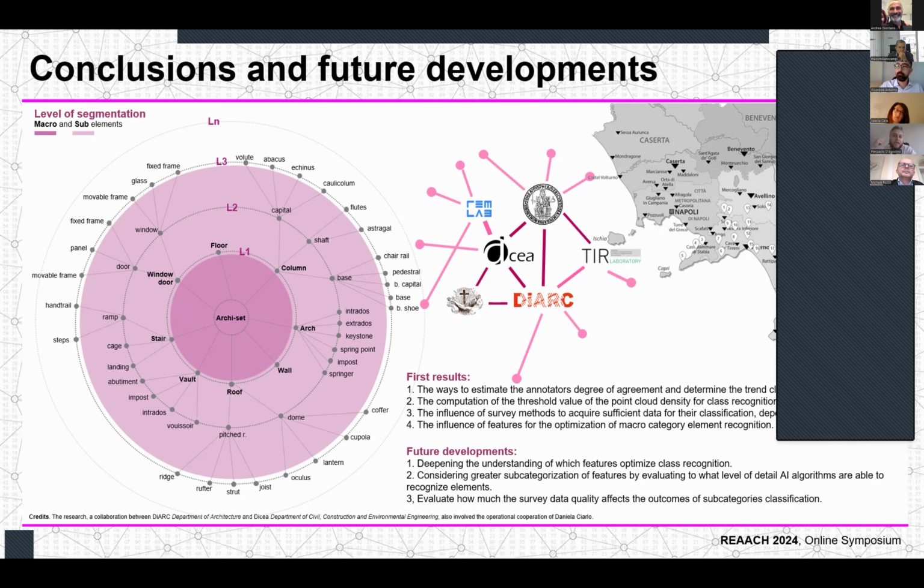Also to try to increase a subcategorization of features, and last but not least, to better understand how survey data, survey methodologies, and sensors could affect outcomes in AI categorization. In our opinion, in conclusion, these could be good investigation trajectories to consider AI application in the cultural heritage domain as a mainstream, a useful mainstream application. And that's all. Thanks for your attention.